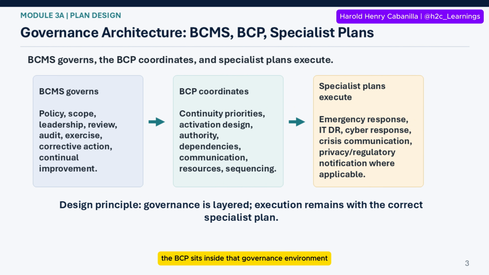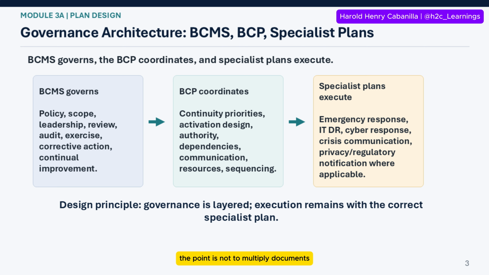The BCP sits inside that governance environment as the coordinating plan. It does not replace the management system, and it does not become the container for every specialist document. Its role is to coordinate continuity priorities, activation design, authority, dependency arrangements, communication interfaces, resource coordination, records, sequencing, and maintenance controls. Specialist plans then execute the technical or functional response required in their own domains. These may include emergency response, IT disaster recovery, cyber response, crisis communication, and notification procedures where applicable.